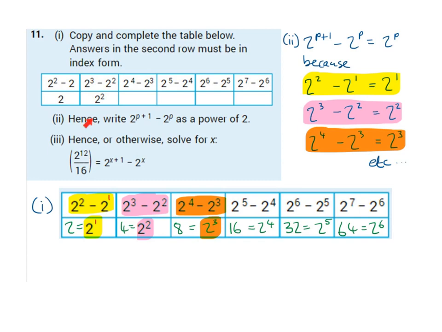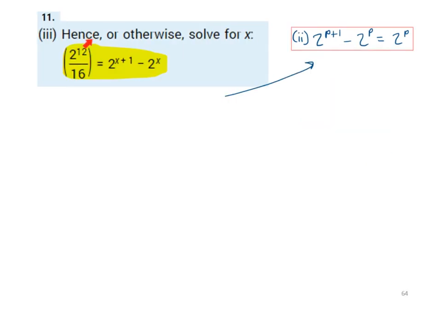So question 2 said, hence, using a pattern that we noticed here, write 2 to the power of p plus 1 minus 2 to the power of p as a power of 2. So it's going to be 2 to the power of p. Now we're going to use this statement, this equation that we've set up, to solve part 3. So part 3: hence or otherwise, solve 2 to the power of 12 over 16 equals 2 to the power of x plus 1 minus 2 to the power of x.